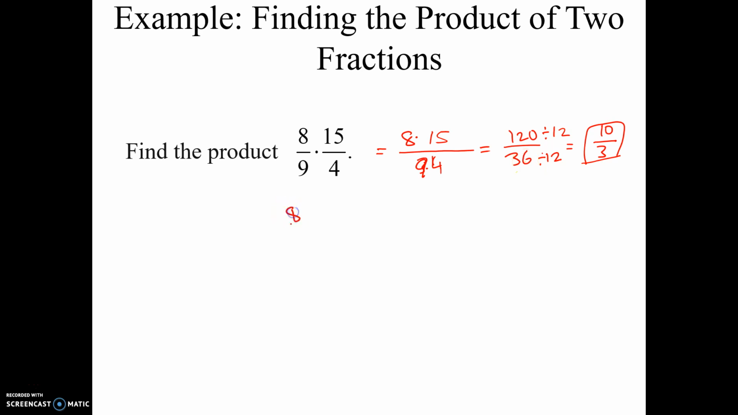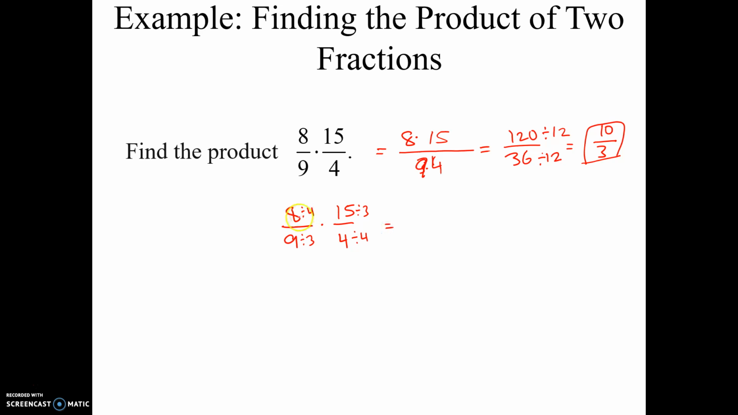Let's look at a different way of doing this. We have 8/9 times 15/4. We can cross cancel. In other words, we can think to ourselves, 8 and 4, do they have anything in common, or can they be divided by the same number? Yeah, 4 can divide 4, 4 can divide 8. So 4 divides 4 and 4 divides 8. Same thing with 9 and 15. 3 can divide 9 and 3 can divide 15.